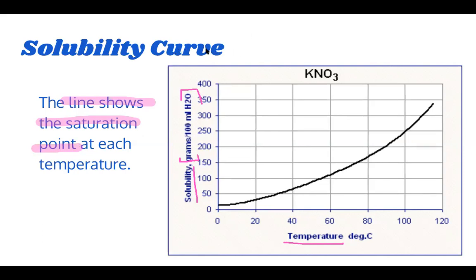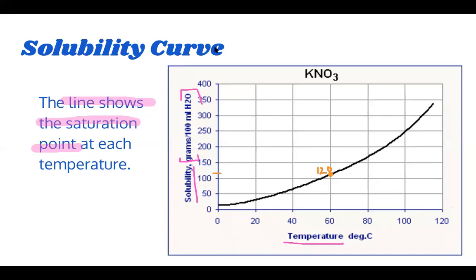So we could read this graph and say, all right, let's say I'm at 60 degrees. The most amount of solute here, it's potassium nitrate. The most potassium nitrate you could dissolve is maybe like 120 grams, it looks like. Everything else would not dissolve, right? So that is how you can read this graph.